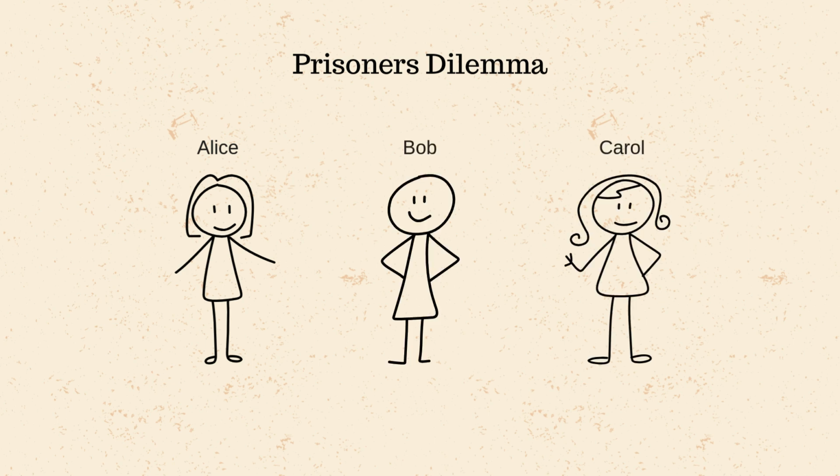Let's consider a prisoner's dilemma as our three-player game example, involving Alice, Bob, and Carol. Each player has two possible actions: cooperate or defect. Their payoffs depend on the combination of actions chosen by all three players. For this example, we assume that all three players know what the others' payoffs are.